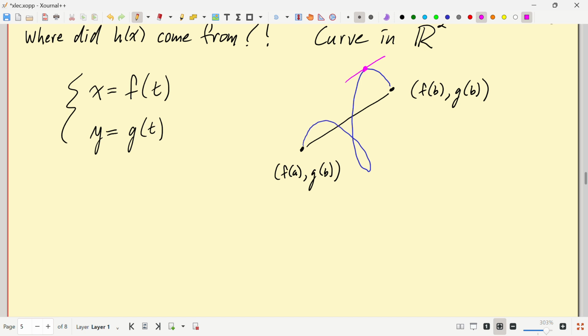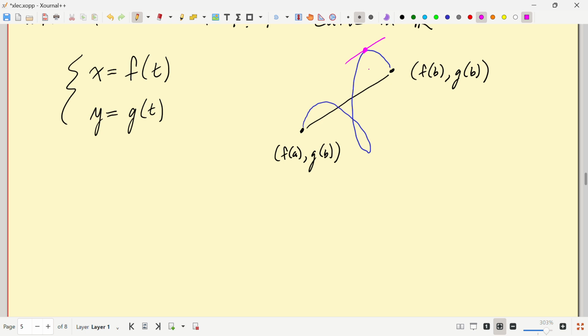And the derivative of that tangent line, let's see, what's this tangent vector? There's that purple dot. This tangent vector would be equal to the vector f prime of c times the i vector plus g prime of c times the j vector, where that max is. And the slope of that line is f prime of c over g prime of c.